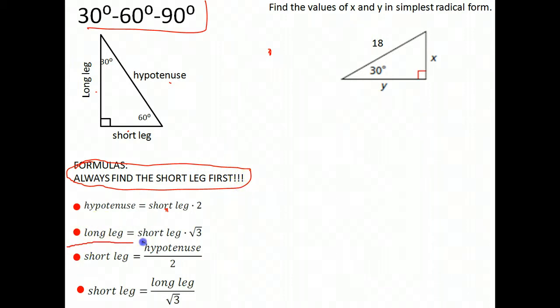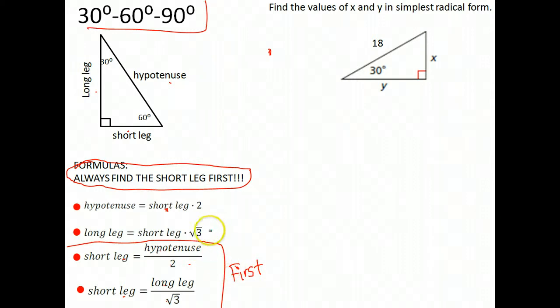And here are the formulas for finding the short leg. If they gave you the hypotenuse, the short leg is the hypotenuse divided by 2. If they gave you the long leg, the short leg is equal to the long leg divided by the square root of 3. Okay, so again, if they didn't give you the short leg, you find it first.